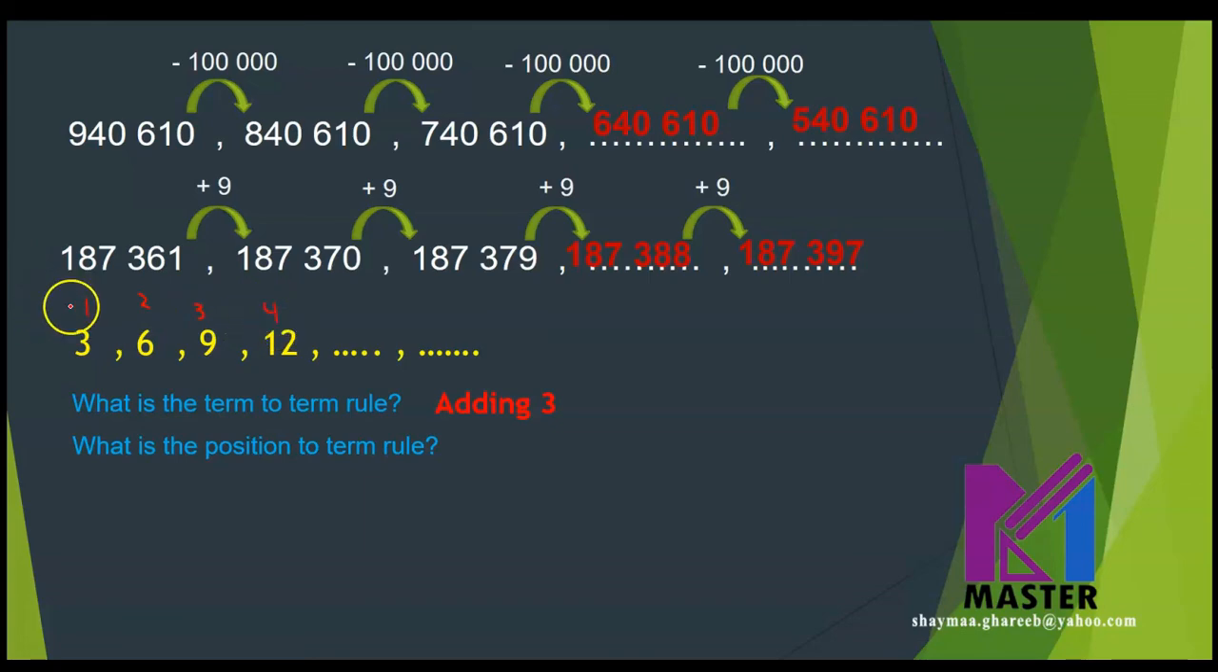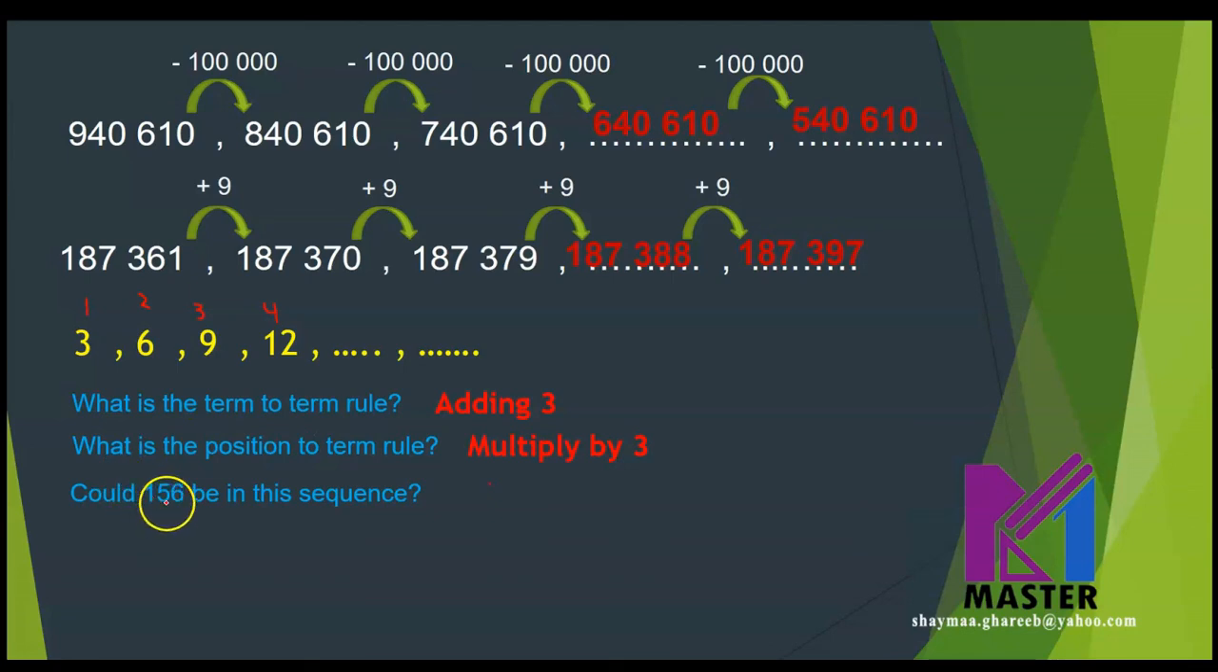So the 1 became 3, it is multiplied by 3. The 2 became 6, it is multiplied by 3, sorry. 3 became 9, multiplied by 3 as well. So when you multiply the position by 3, you will get the term, which means the position-to-term rule is multiplying by 3.